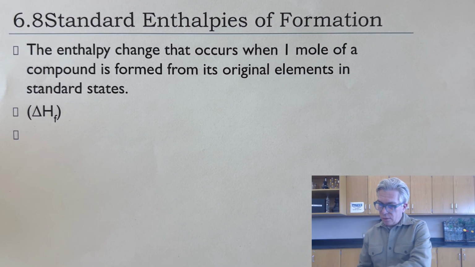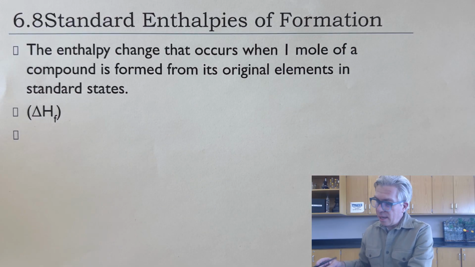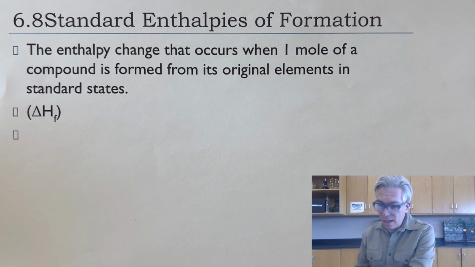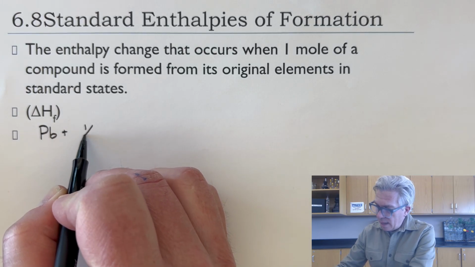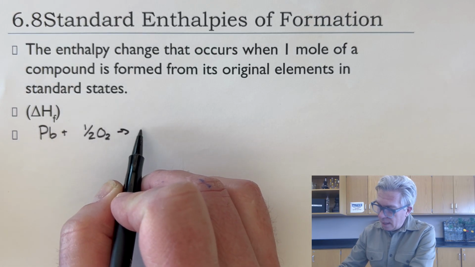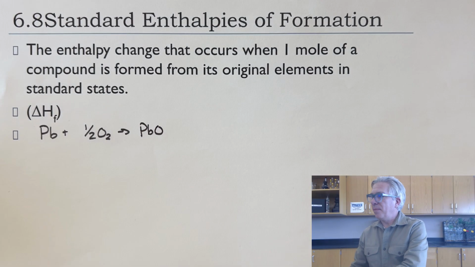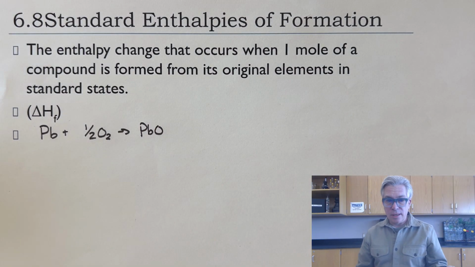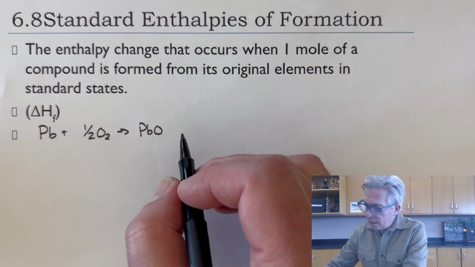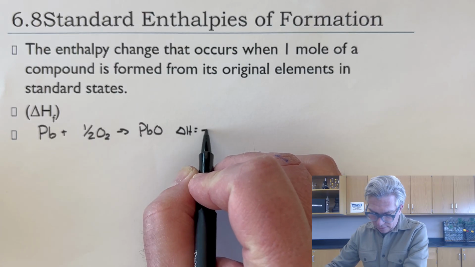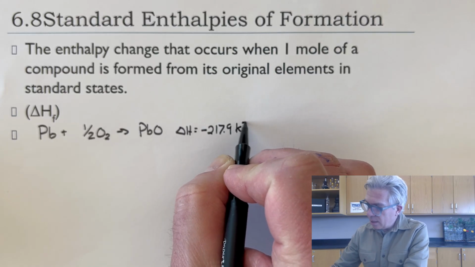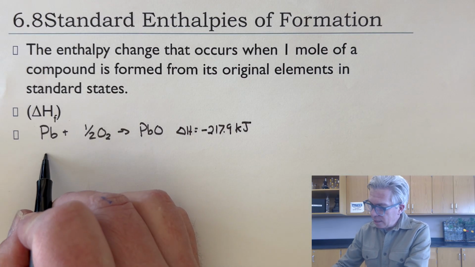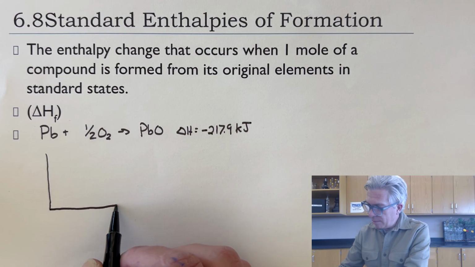And so I'm just going to use a quick example. Let's say I wanted to whip up a batch of lead oxide, lead 2 oxide. I'm going to need some lead and a half of an O2 molecule, and I'll make some lead oxide. And when that happens, there's an energy change because we're forming chemical bonds. And this reaction will have a delta H of negative 217.9 kilojoules.